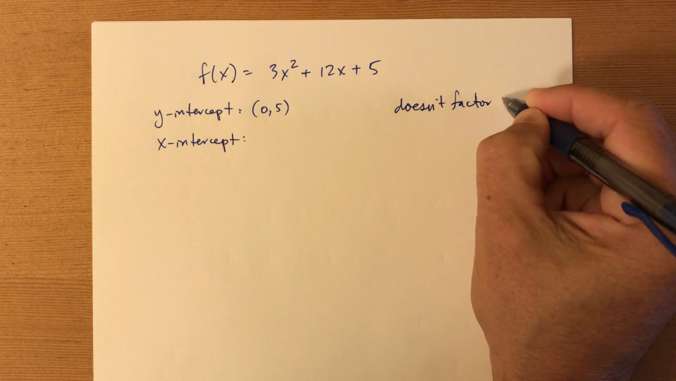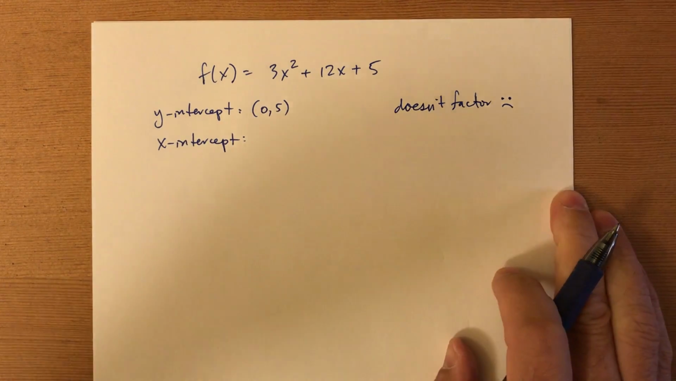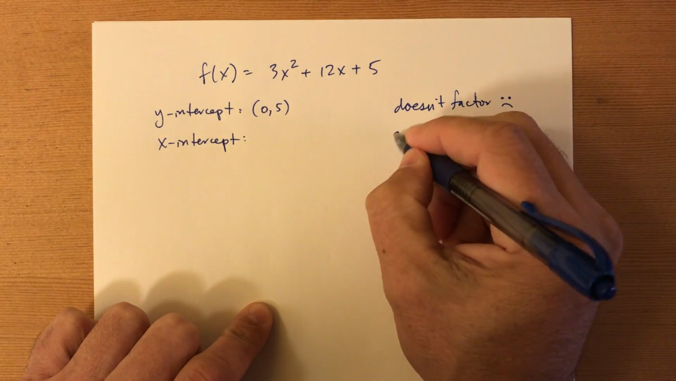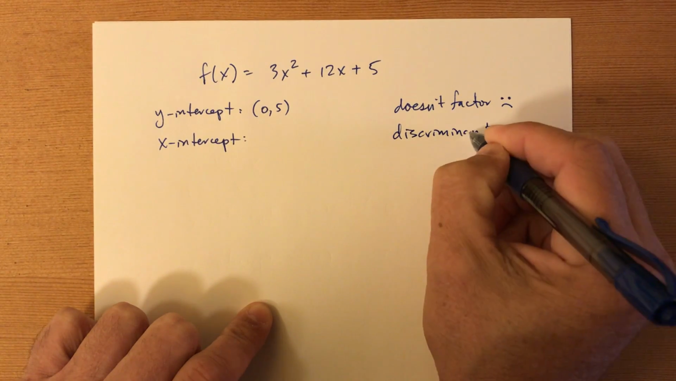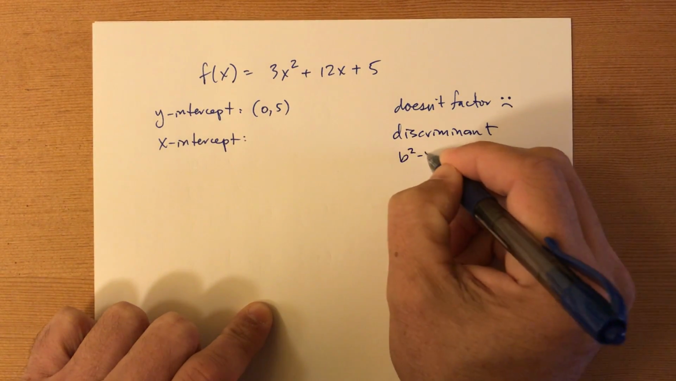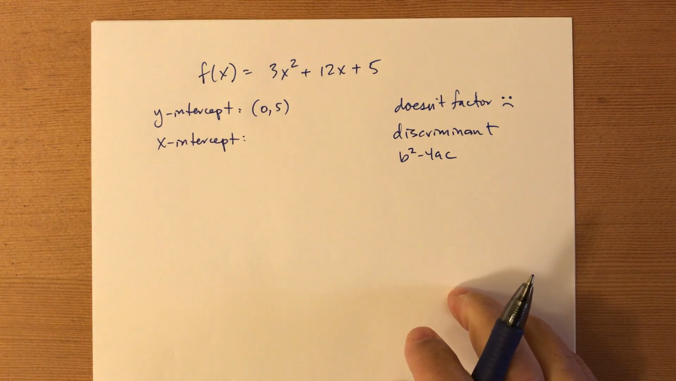And some of you are like, well, how did you know that so well? You're just really smart. And I said, well, no, actually what I did was I looked at the discriminant. Okay, so I looked at the discriminant. Remember, the discriminant is b squared minus 4ac. It's what's underneath the radical of the quadratic formula.